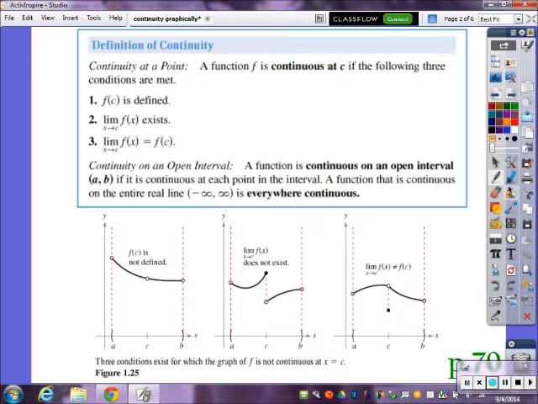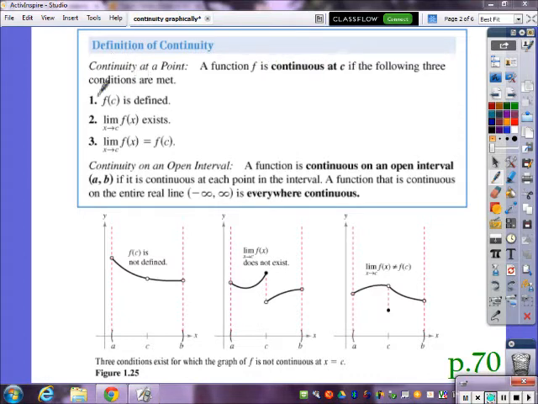In your textbook on page 70, you will find this same information, but I just wanted to talk about what exactly continuity means. When we talk about continuity, a function is continuous at a point, a given c value. A function f is continuous at c if the following three conditions are met.